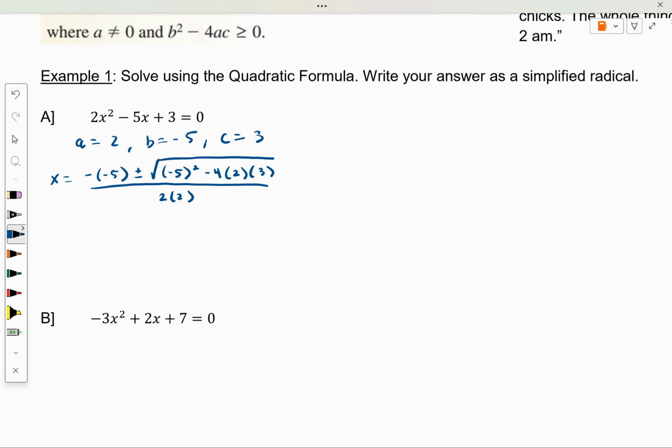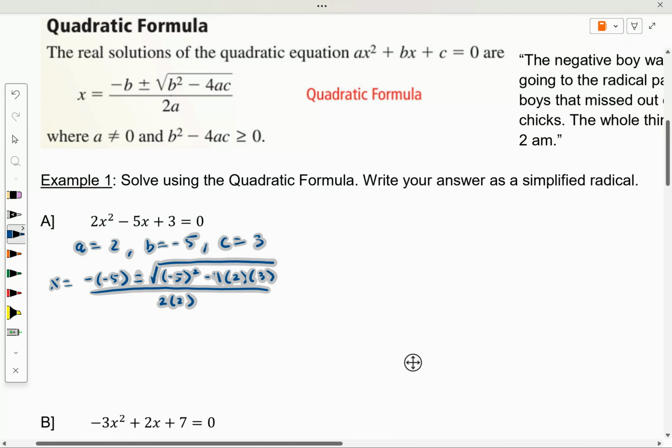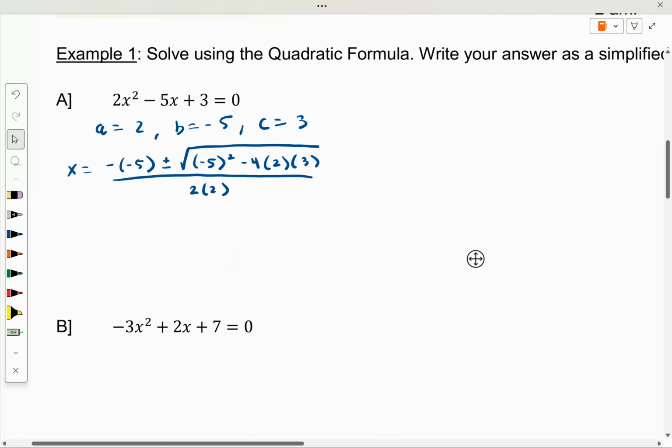So what you're doing here for the quadratic formula is you're just going to replace each of those letters in the formula with the value that we find. So once we do that, we have this whole thing. We're just going to simplify it. I like to simplify it bit by bit. So I'll deal with this negative 5. That's going to turn into positive 5.